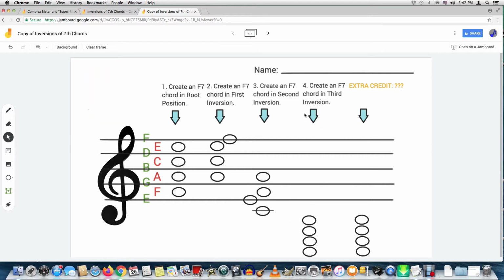Now let's move on to number 4. We're going to create an F7 chord in third inversion. So let's start off with root position once again.